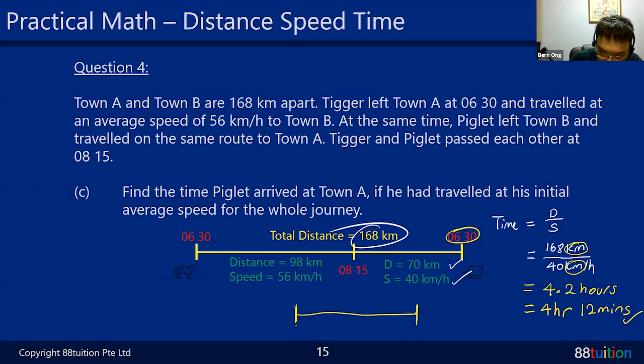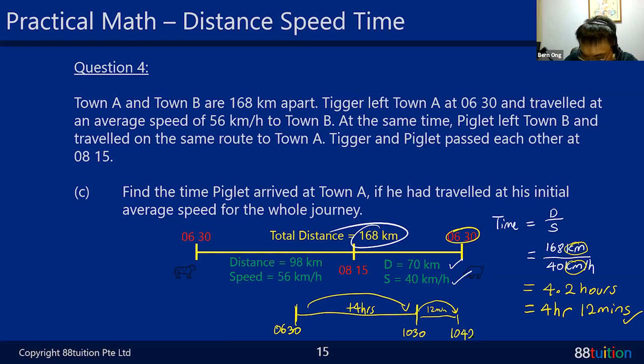So you start at 6:30. Let's plus 4 hours first. That will be 6, 7, 8, 9, 10, 10:30. Not enough. You still need to plus another 12 minutes. So down here will be 10:42 hours. That's the answer, in a 24-hour clock setting. 1042, that's the correct answer. Easy one. So distance, speed, time, not that difficult.